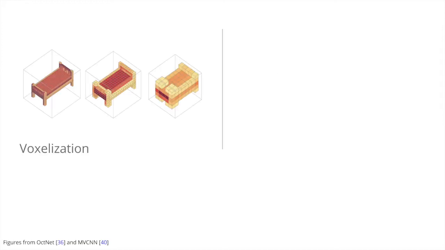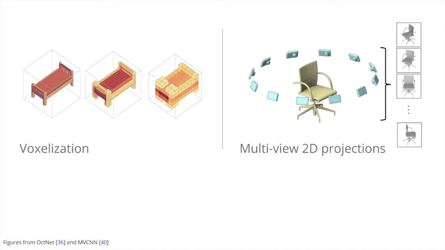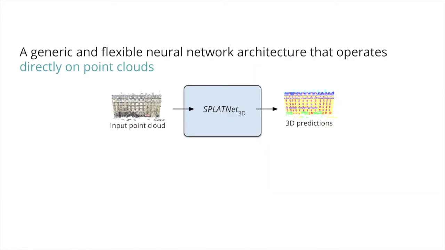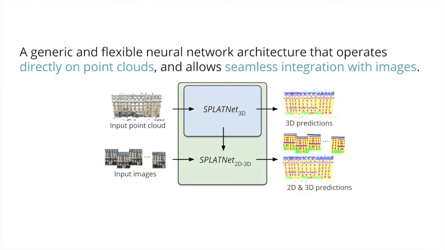As a result, most existing methods resort to first pre-processing 3D data into voxel representations or multi-view 2D projections. However, this also brings the problem that these conversions result in artifacts, lose some natural invariances present in 3D data, and incur memory and computational overhead. In this work, we propose a generic and flexible neural network architecture that operates directly on point clouds and alleviates the aforementioned issues. Our architecture also allows seamless integration with 2D data when the input point cloud comes with some associated images.